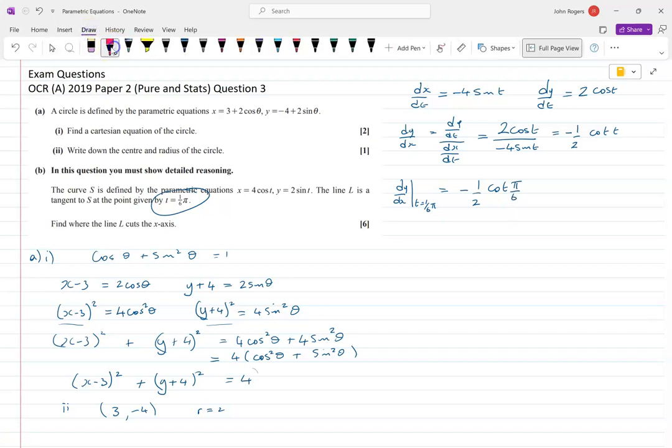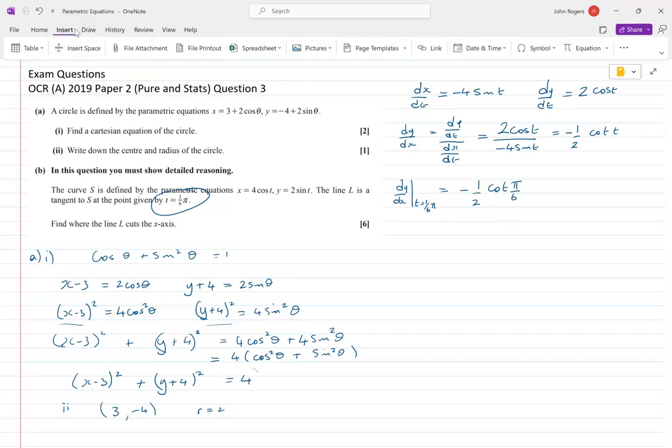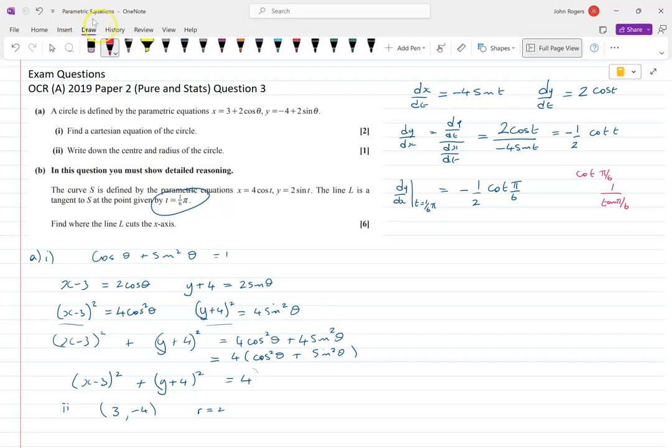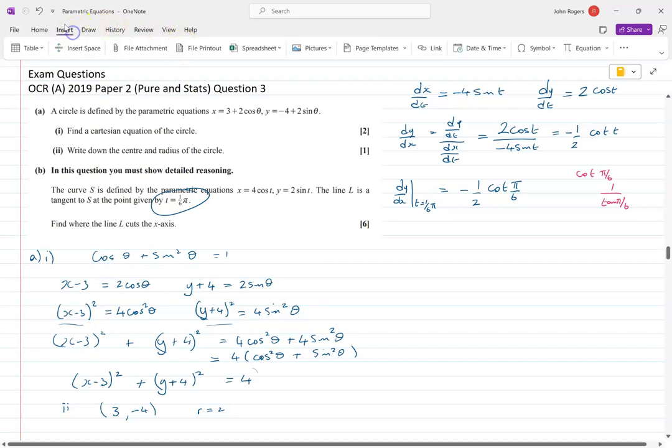Okay, so the thing is, cot pi over 6 is 1 over tan pi over 6, which is what you can get on the calculator, but we should know this. Tan pi over 6 is 1 over the square root of 3, so cot pi over 6 is square root of 3. So that equals minus square root of 3 over 2.